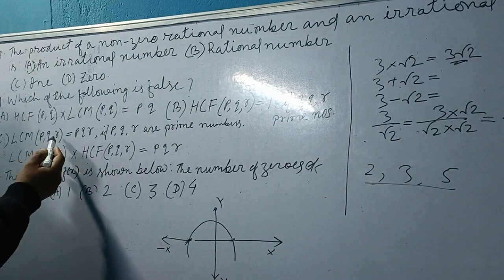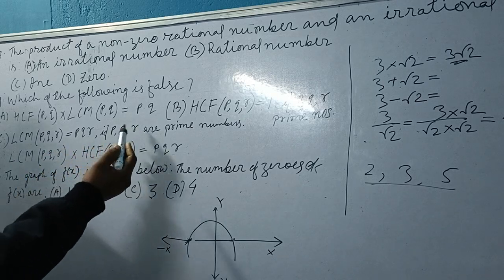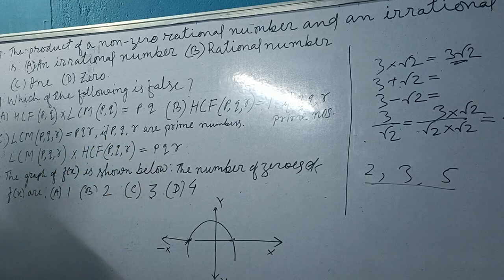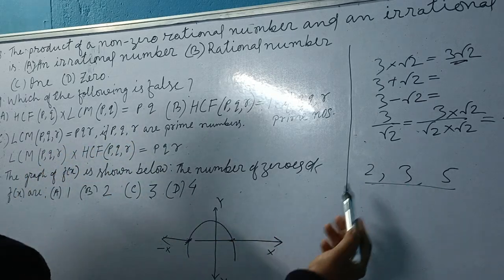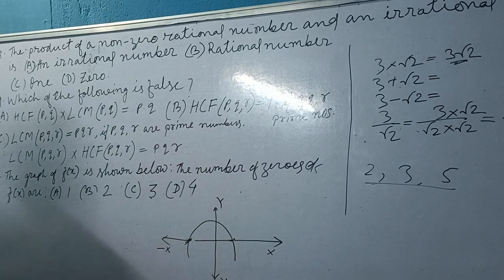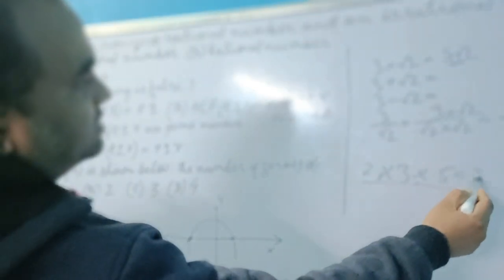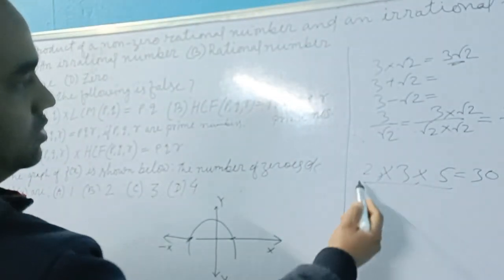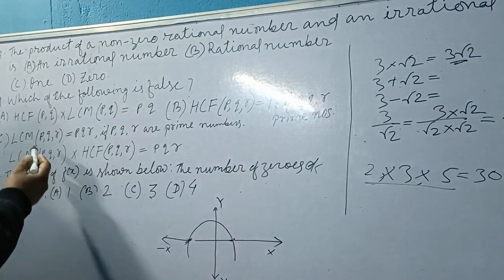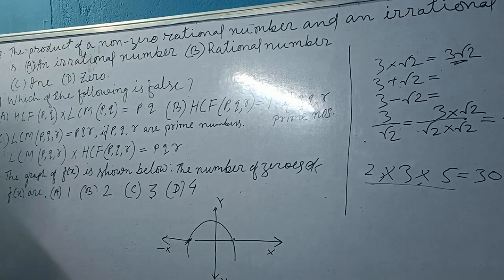Now LCM of PQR is equal to PQR if P, Q, R are prime numbers. If they are distinct prime numbers, then to get the LCM we multiply the numbers. 2 into 3 into 5: 2 3 are 6, 6 5 are 30. That means if we multiply each of these prime numbers, we will get the LCM. So option C is also satisfied. So the last option is left, option D. So obviously that would be the answer.